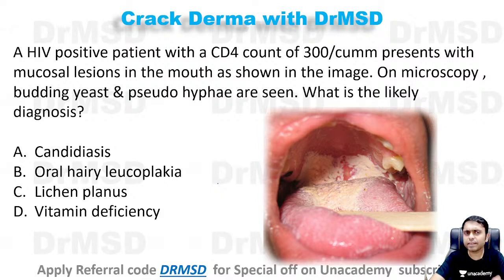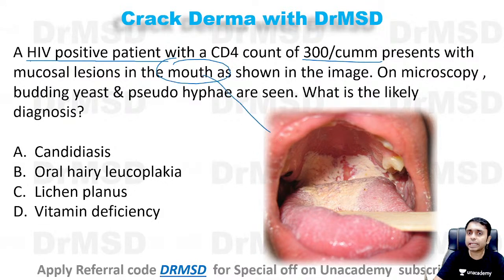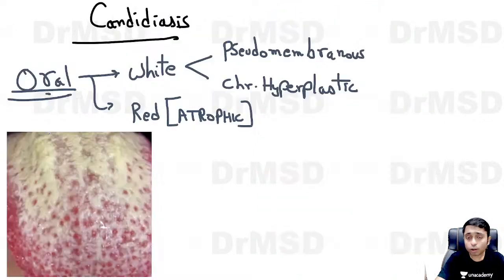Okay, it is a very, very straightforward question. So immunosuppressed, immunocompromised patient, HIV patient has come with a CD4 count of 300 per cubic mm. There are some mucosal lesions in the mouth, and if you observe in the mouth, we are able to see some whitish membrane present over the tongue, posterior aspect of the tongue, and also over the hard palate. So on microscopy, it is already mentioned that budding yeast and pseudo hyphae are there. There are so many clues. So this is a classical picture of candidiasis.